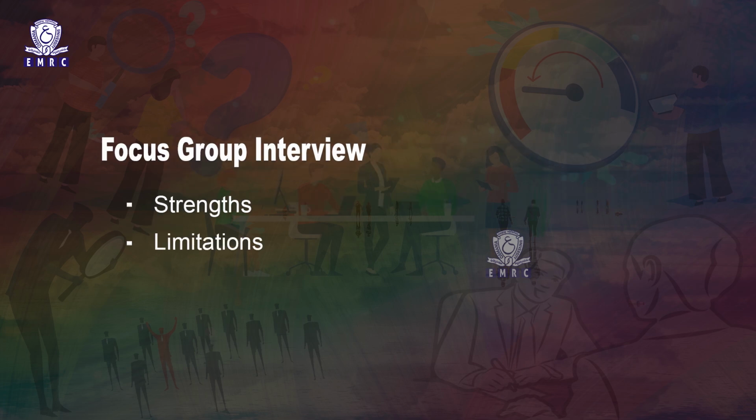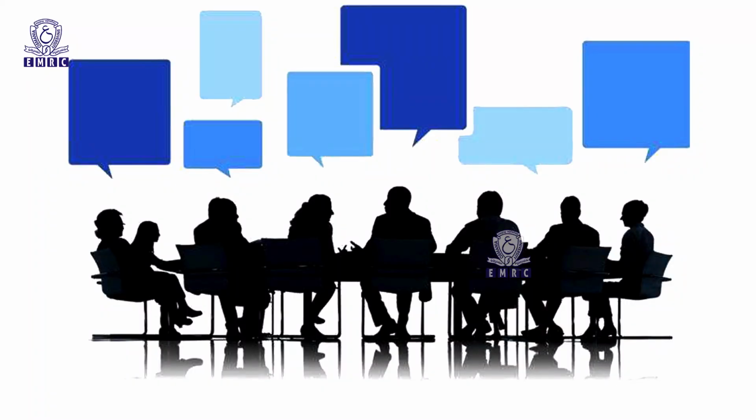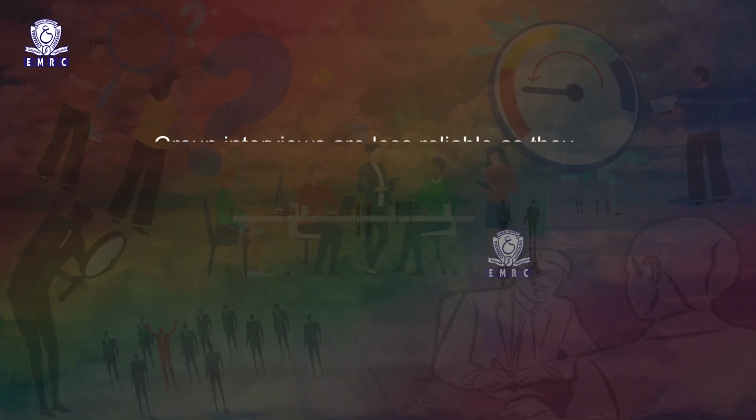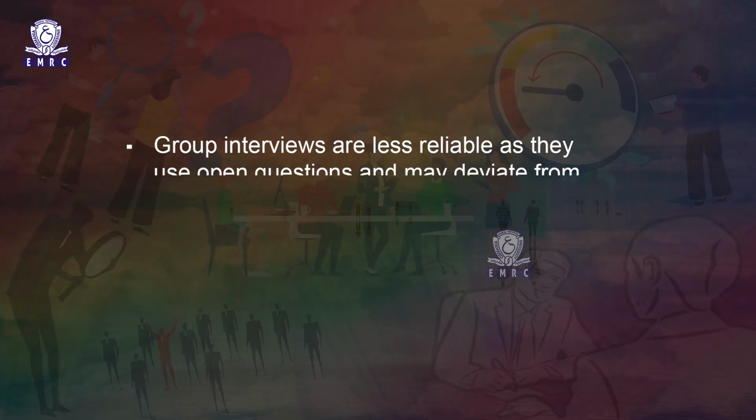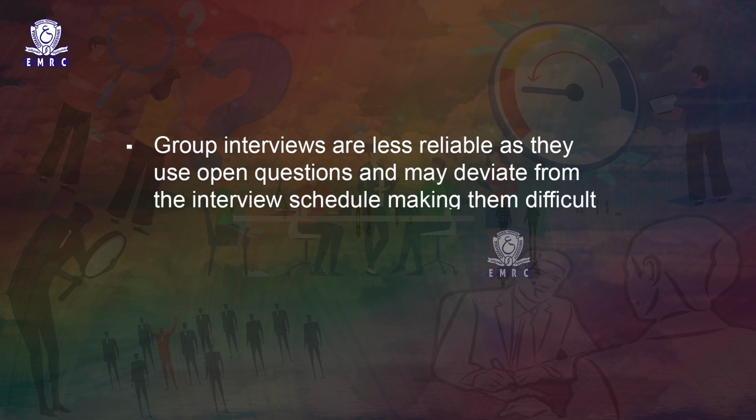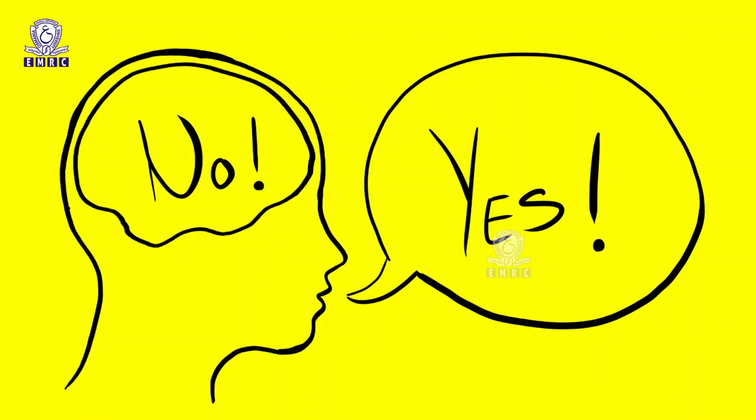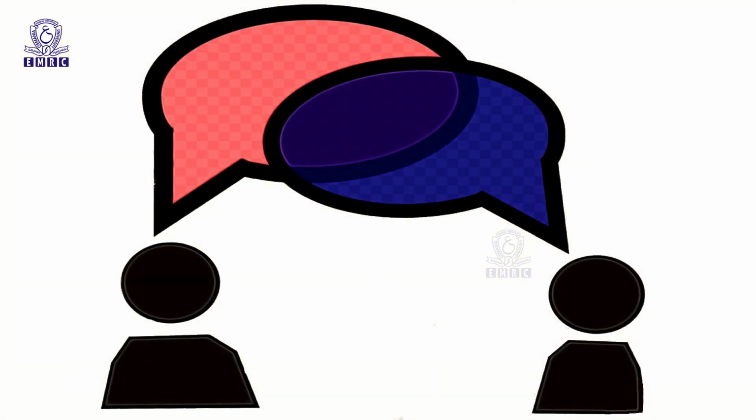The limitations are: the researcher must ensure that they keep all the interviewees' details confidential and respect their privacy. This is difficult when using a group interview. Group interviews are less reliable as they use open questions and may deviate from the interview schedule, making them difficult to repeat. Group interviews may sometimes lack validity as participants may lie to impress the other group members. They may conform to peer pressure and give false answers.